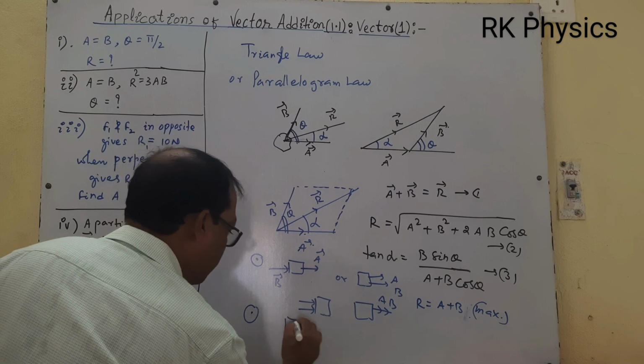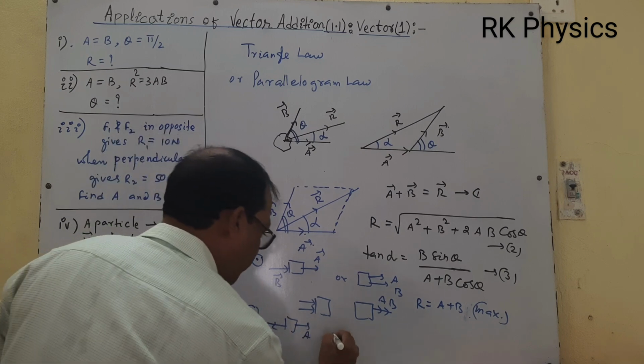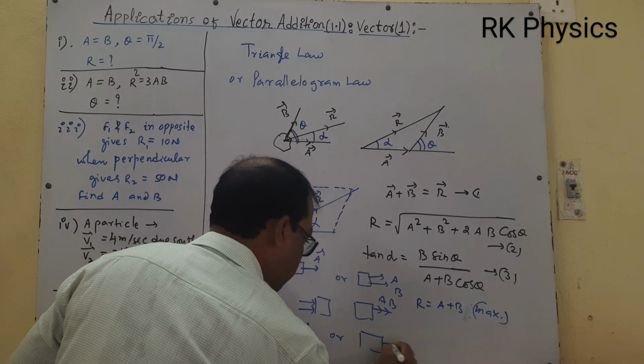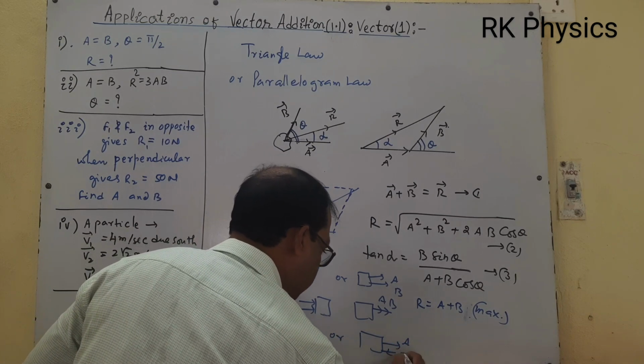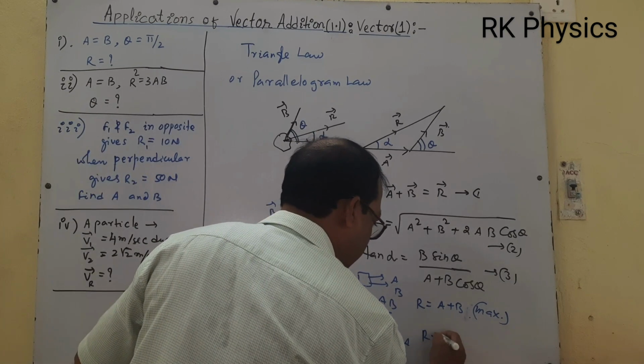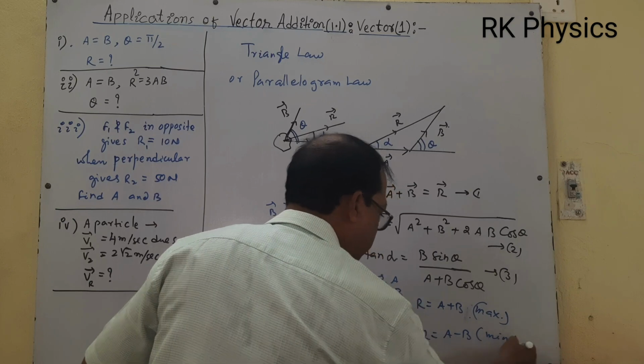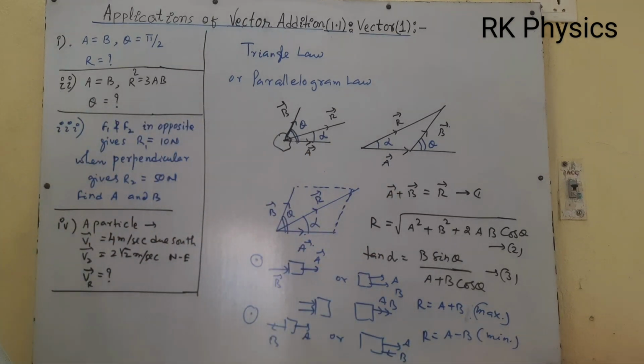Similarly, if you take two vectors in opposite directions, this vector A and this vector B in opposite directions, then you take R equal to A minus B, and this is treated as the minimum for given two vectors A and B.